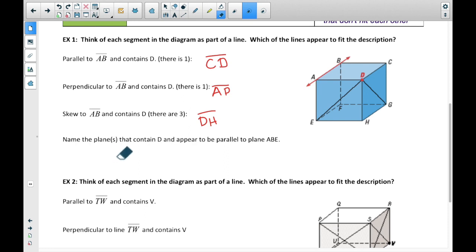Okay, a little bit of review. Name the planes that contain D and appear to be parallel to plane ABE. So we've been talking about lines so far, but planes can also be parallel to each other.